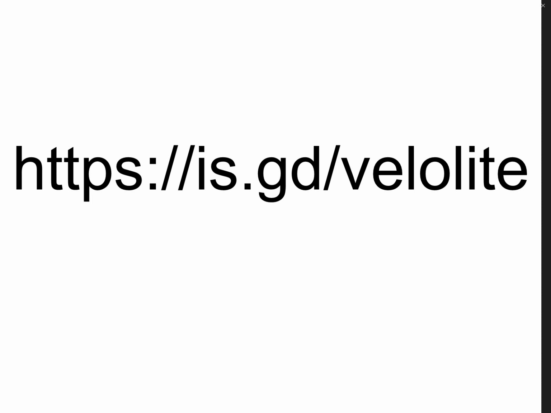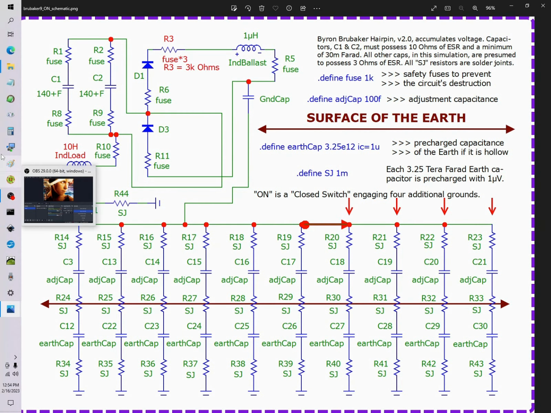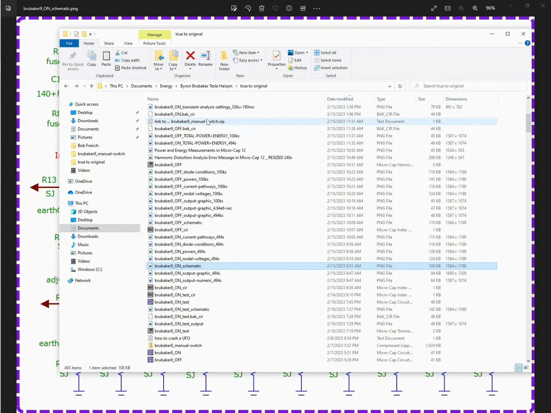Where I got this from was looking at some analysis that I did of my circuit. And this is the circuit when it's on. So the switch is closed here, versus, I'm sorry, I didn't get these in advance. Versus when it is off. Here we go.